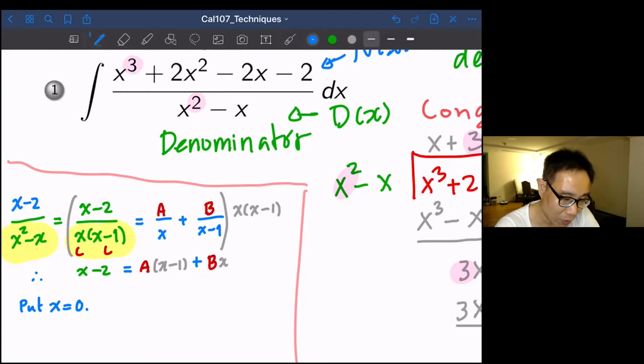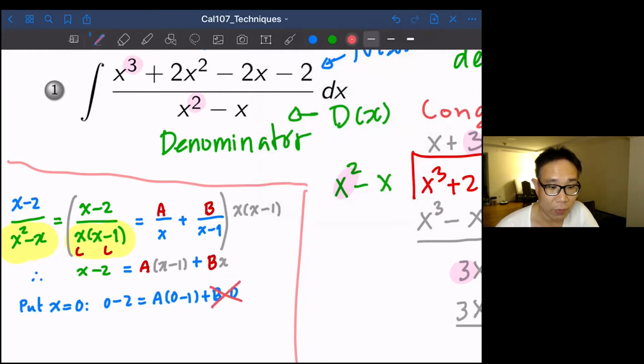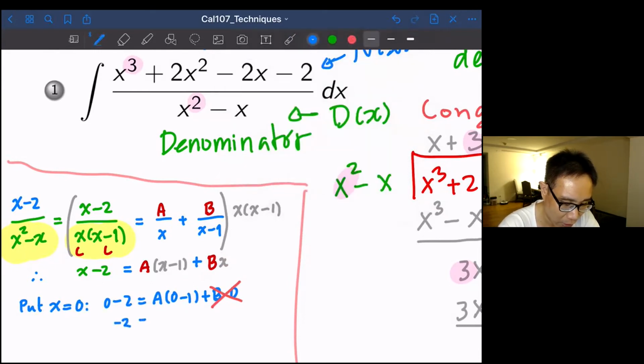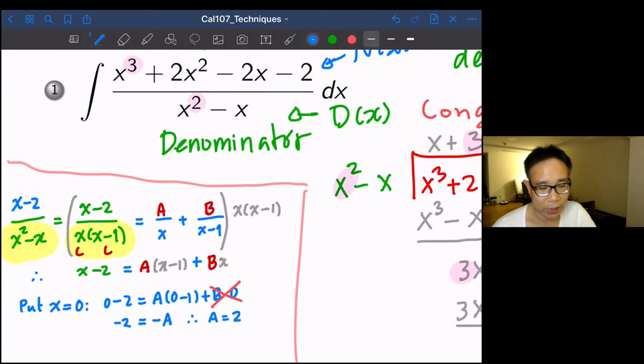So you put x equal to 0, you get 0 minus 2 equal to a times (0 minus 1) plus b times 0, and this term disappears. Okay, and you have negative 2 equal to negative a, so you would get a equal to 2.